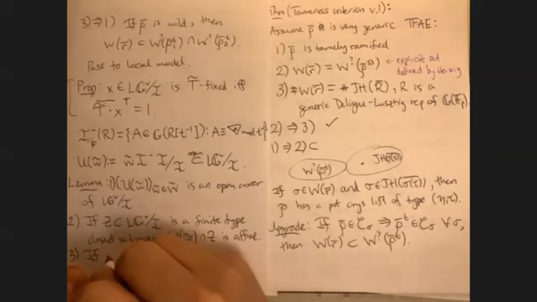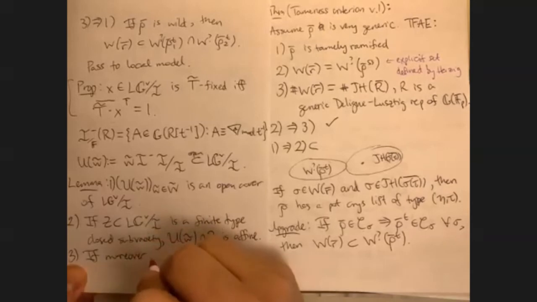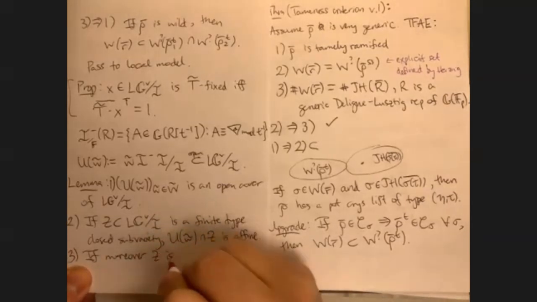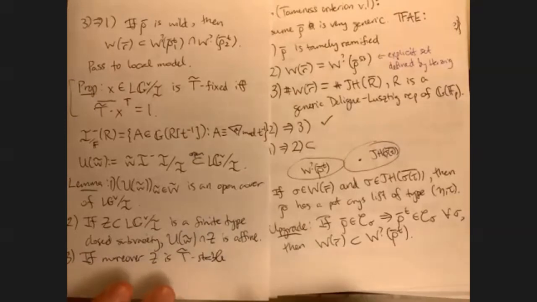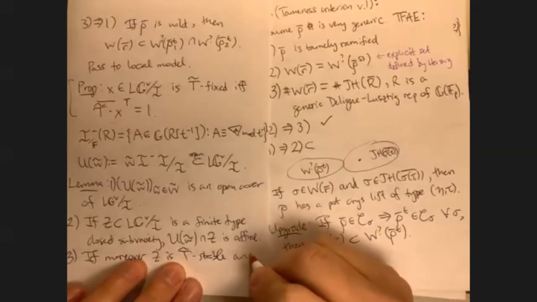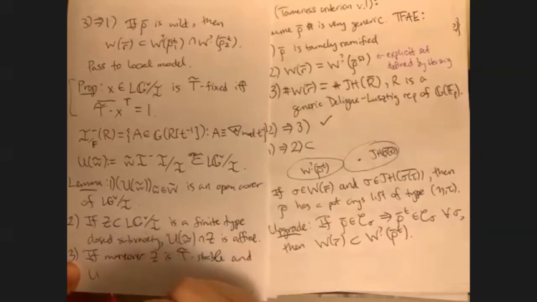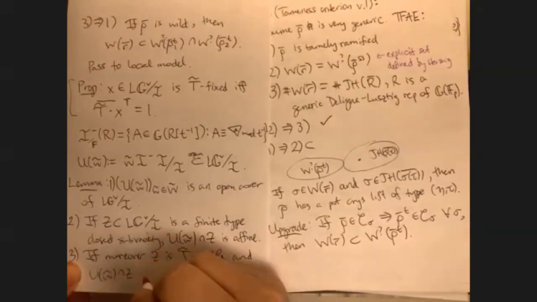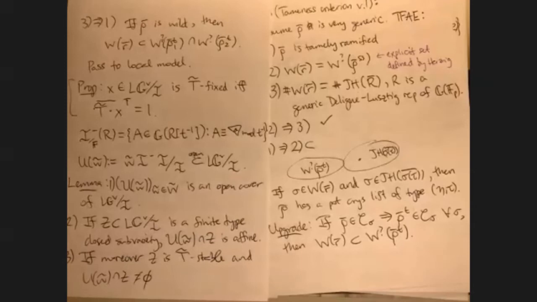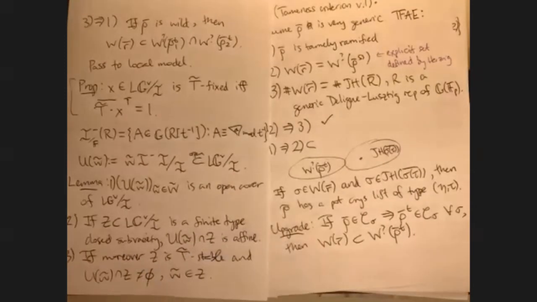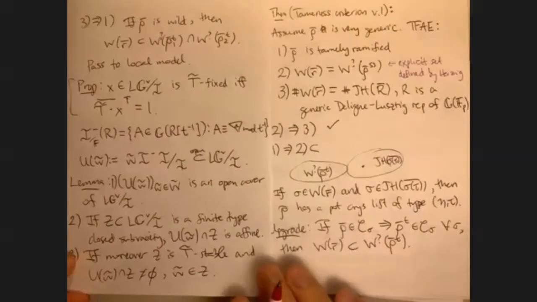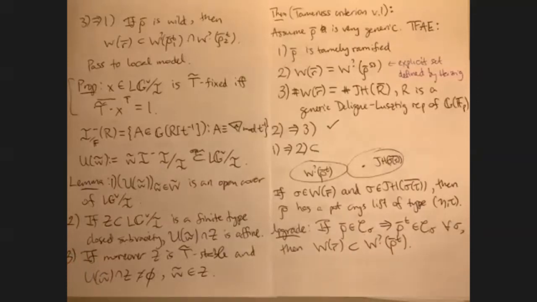If, moreover, Z is T tilde stable, and this intersection is non-empty, then, in fact, W tilde lies in Z. Okay. So this actually uses something about the group actions.